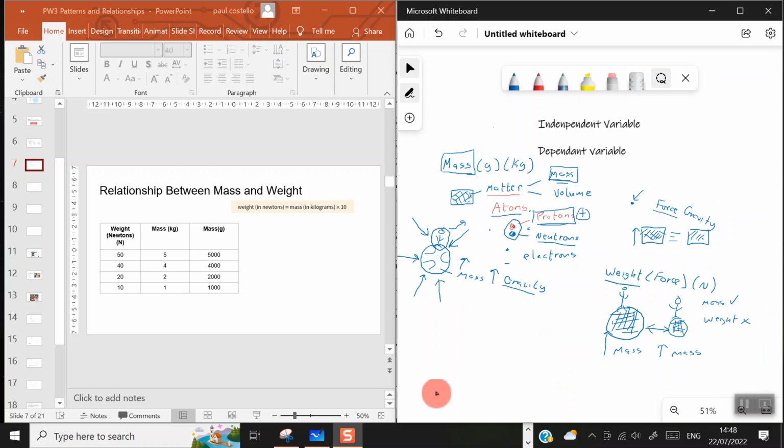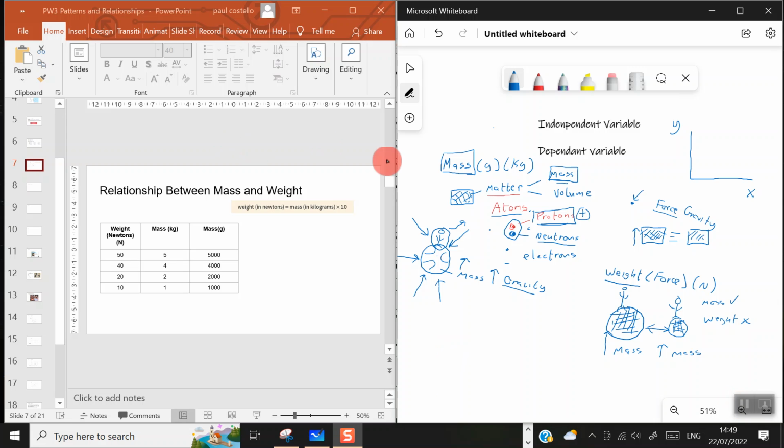So what we want to start thinking about now is the relationship between these two, the relationship between mass and weight. What kind of relationship is there between them? We can do an experiment to look at this as well. So we set up a graph. Okay, so we have our x variable and we have our y variable. If we were to measure, for example, mass versus weight and look at the relationship between the two.